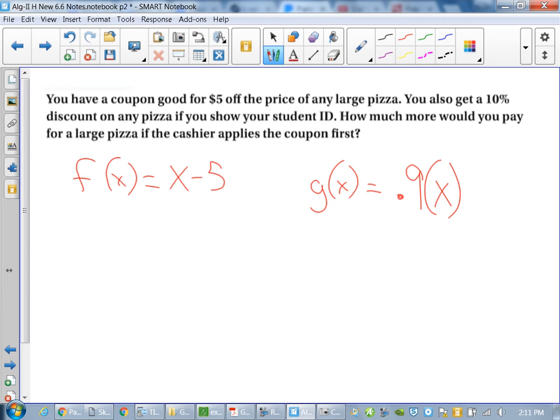So here's what you have. You have two different possibilities. You have two different combinations of the coupons. You can use the percentage off first and then apply the dollar amount, or you can apply the dollar amount and then the percentage off.